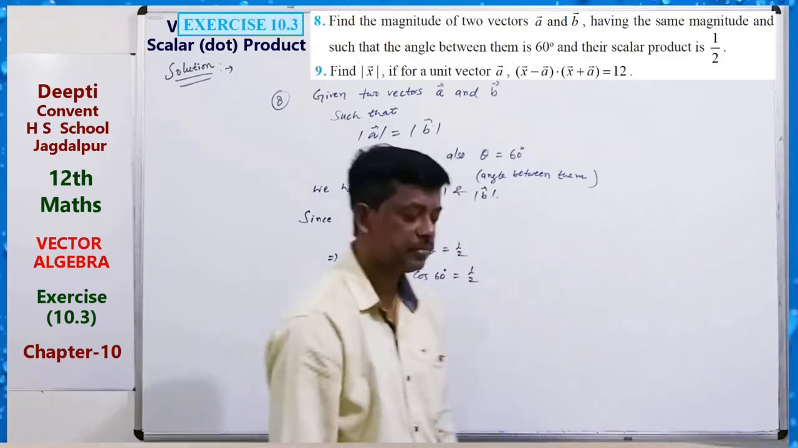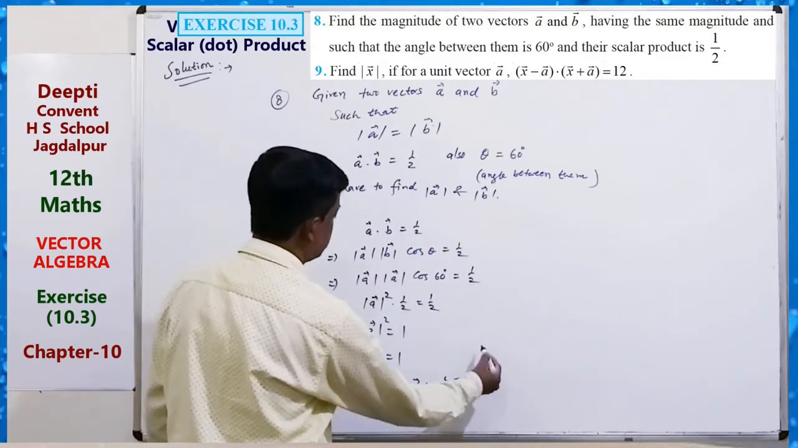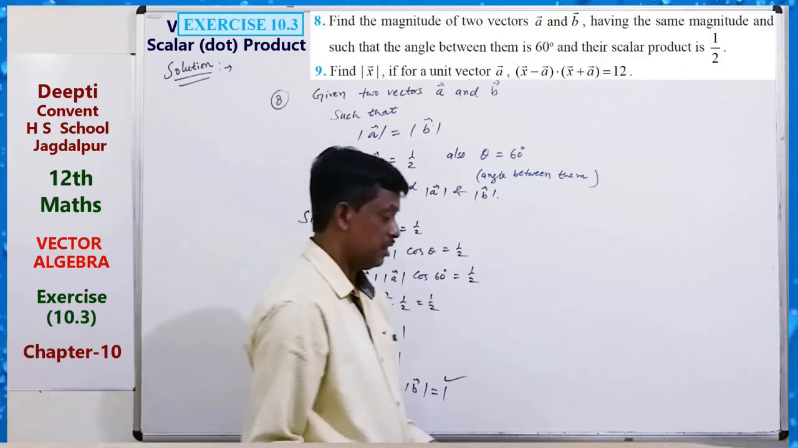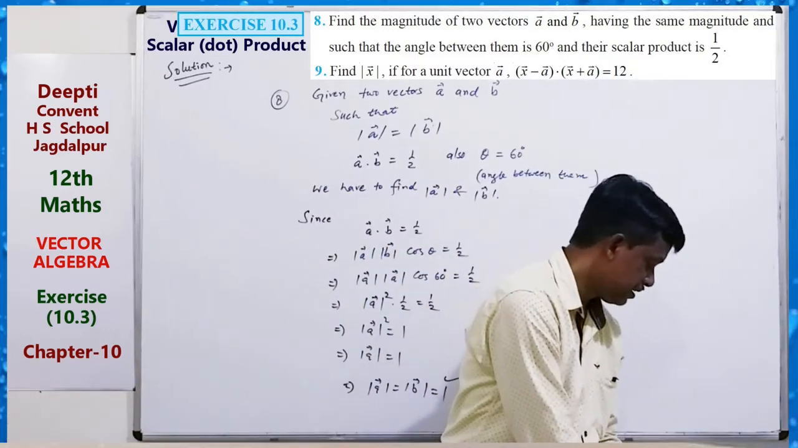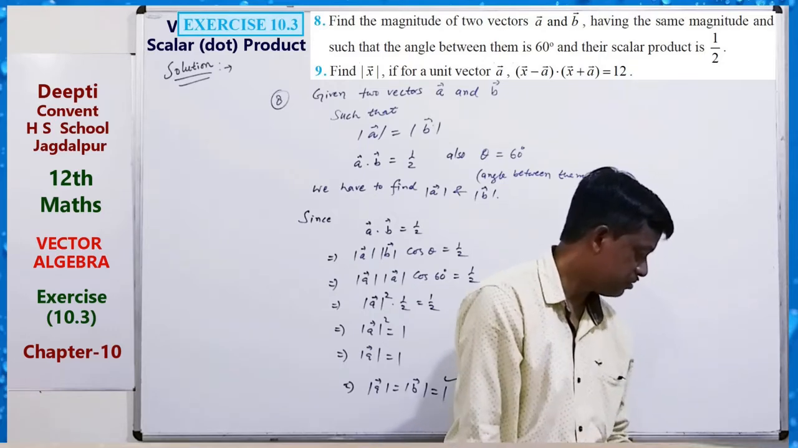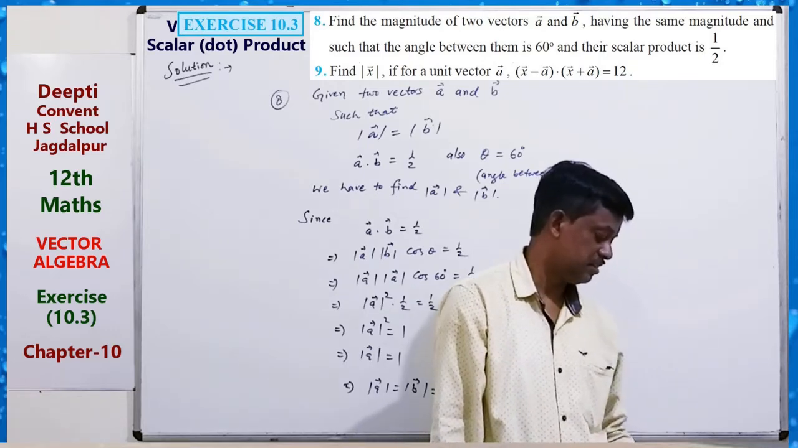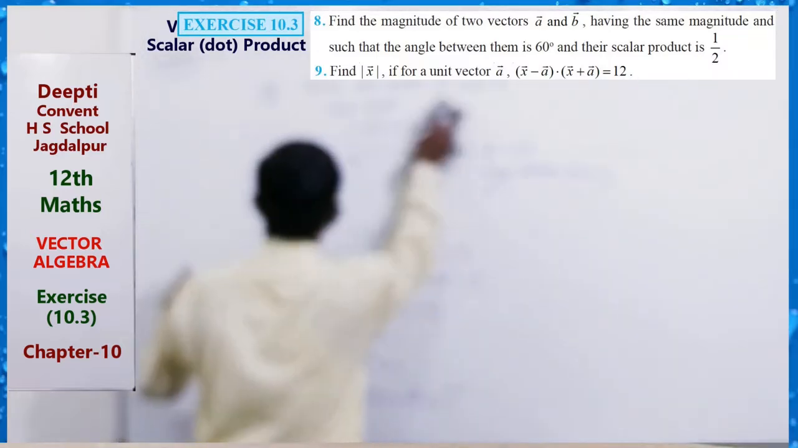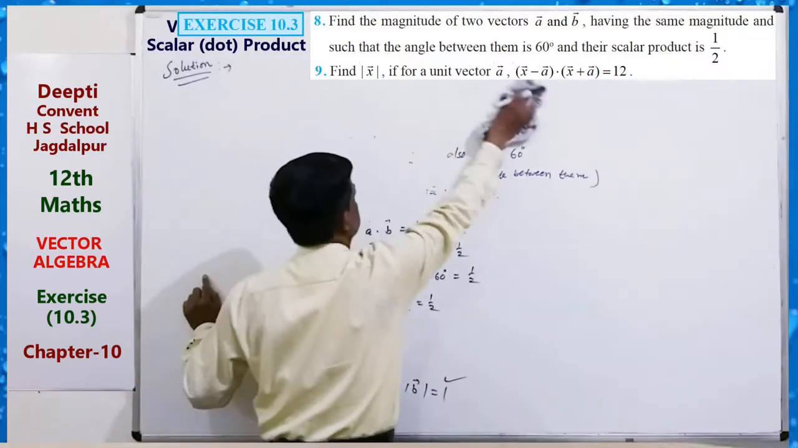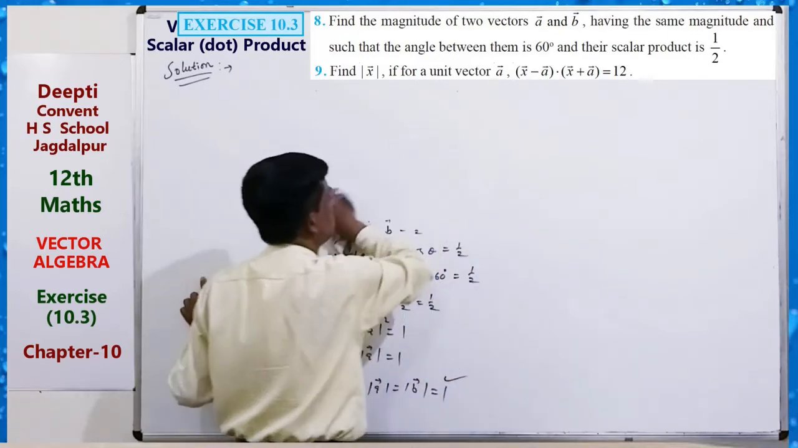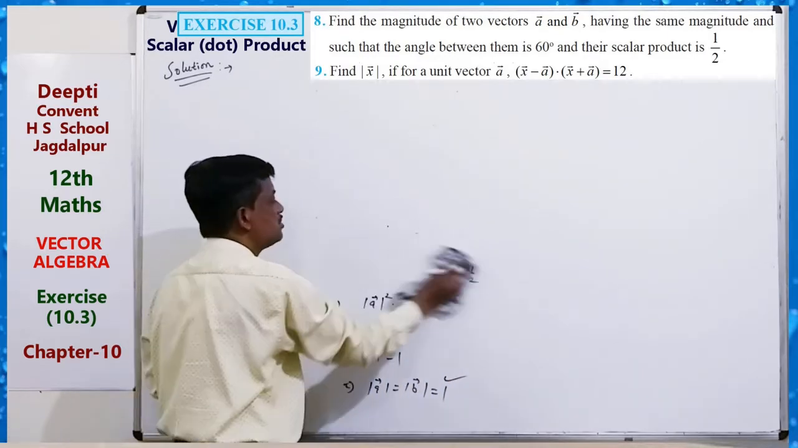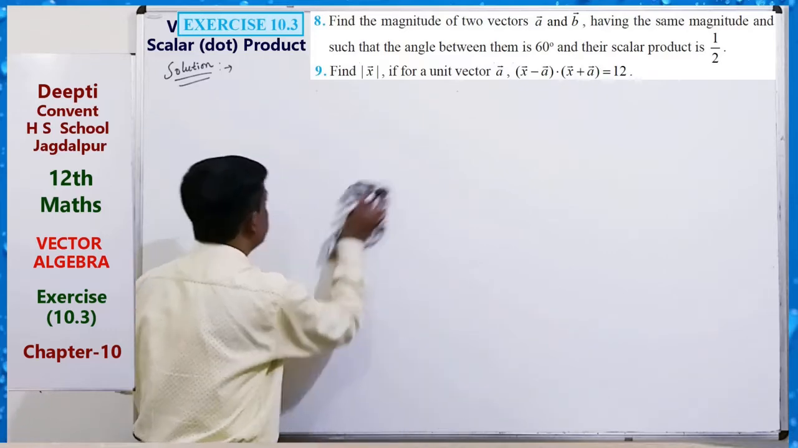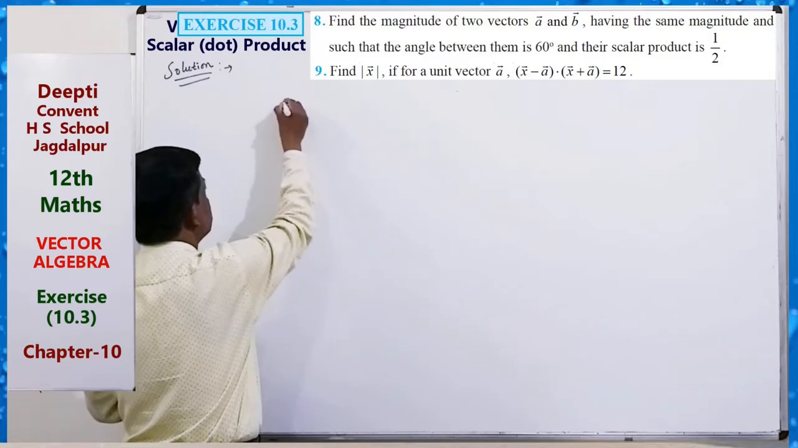So unit modulus. Okay, question 8, clear? Using this definition, simple. Question 9. Find mod x for a unit vector a, where (x − a) dot (x + a) equals 12. So it is also simple, just like simple multiplication. Okay, mod x you have to find. Just multiply it.